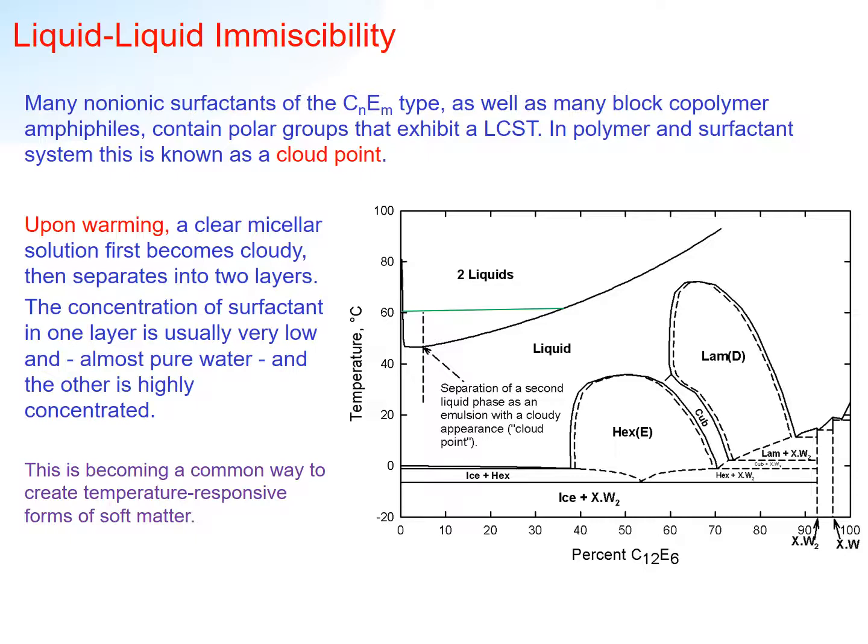Now, LCSTs, or cloud points, are a common way in which people design and introduce what are called temperature responsive forms of soft matter, causing them to separate or to remix simply by triggering a change in temperature. And if you have a cloud point that's around body temperature, then you can use them in a range of biomedical applications.